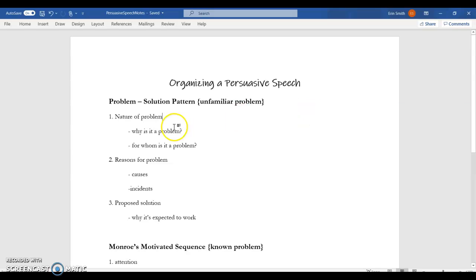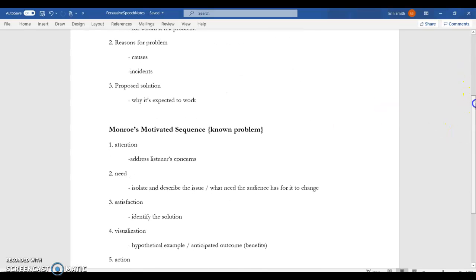So you want to present the nature of your problem. Why is this a problem? For whom is it a problem? The reasons for the problem, causes or incidents from it, and then a solution to fix the problem. So why is what you're presenting expected to work? So that is, again, if it's unfamiliar.